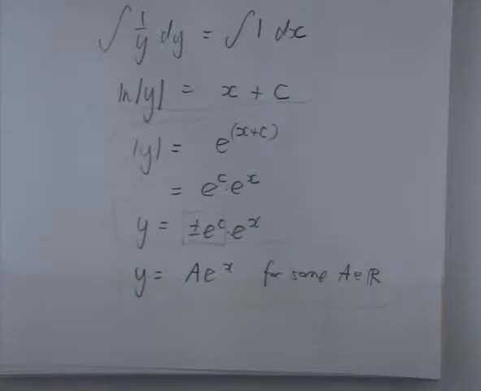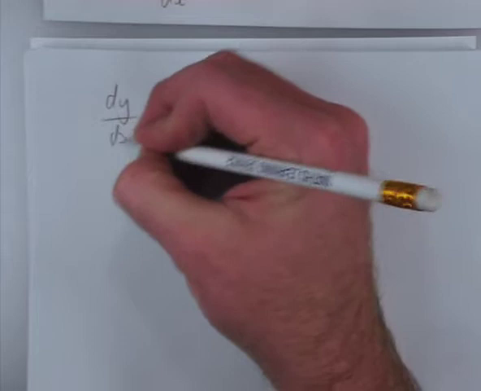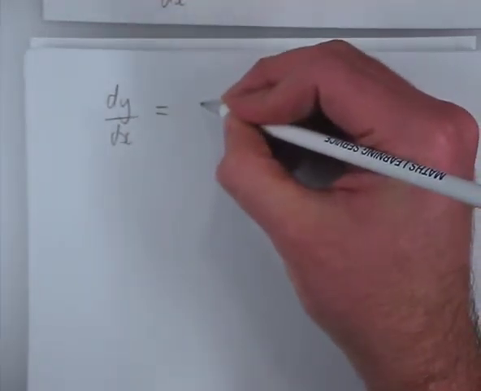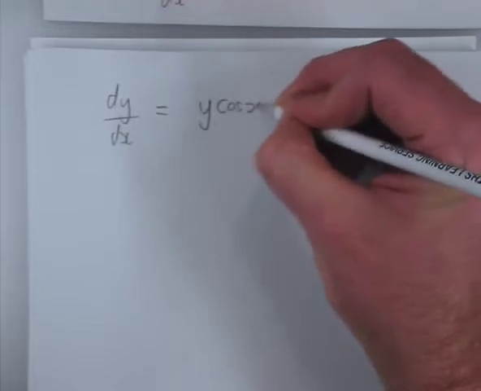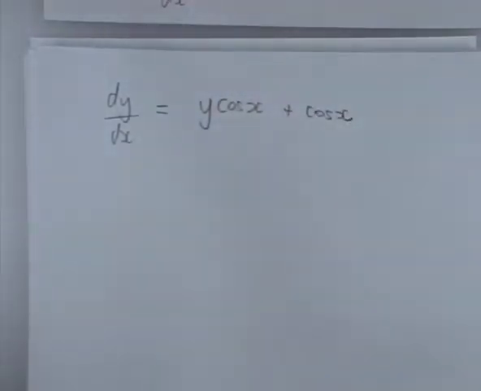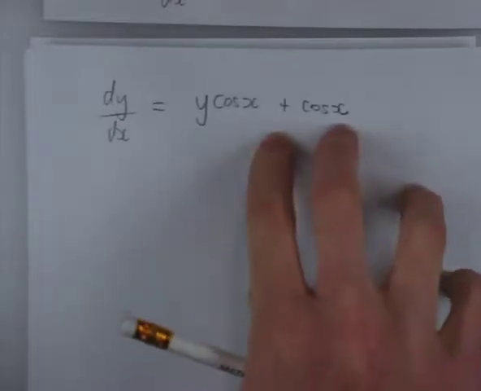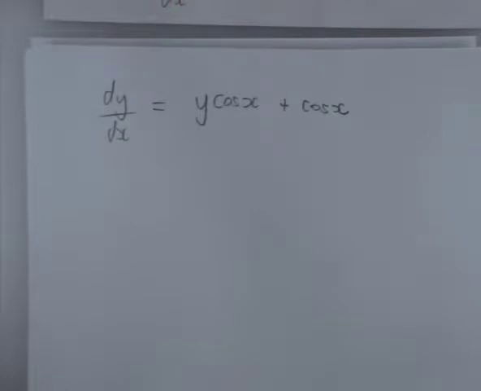Okay. Let me do another example that has y's and x's mixed together. Hopefully this one is not too hard. Coming up with examples off the top of your head is often dangerous. Okay, so I've got dy/dx is y cos x plus cos x. Now currently it does not look like a separable differential equation because a separable equation has this written as a multiplication.